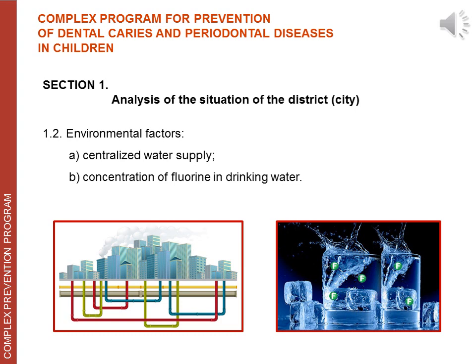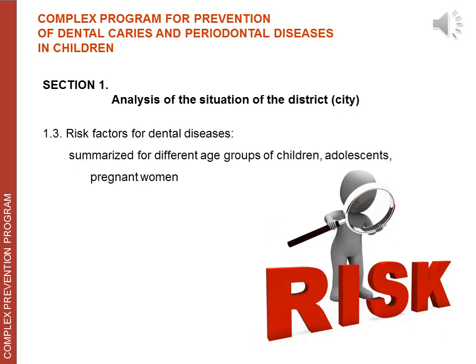The second step of the first section, analysis of the situation of the district or city, is environmental factors. For example, centralized water supply and concentration of fluorine in drinking water. The third step of section 1 is risk factors for dental diseases, summarized for different age groups of children, adolescents, and pregnant women.